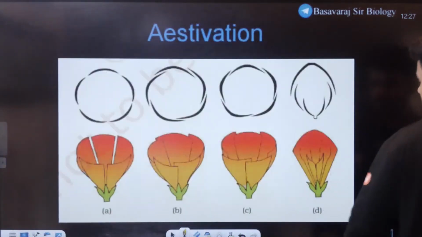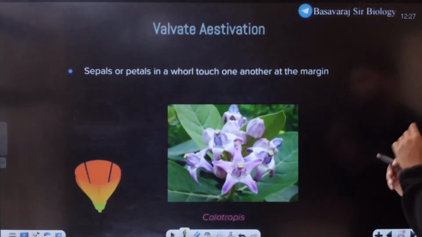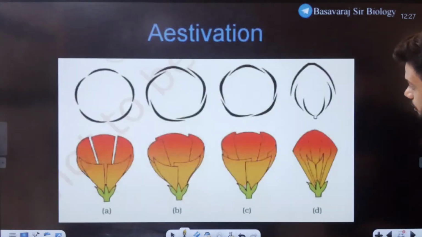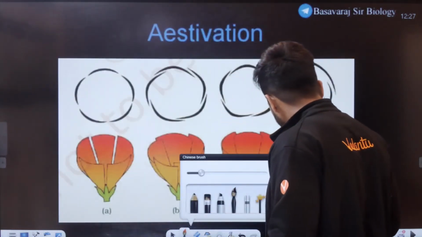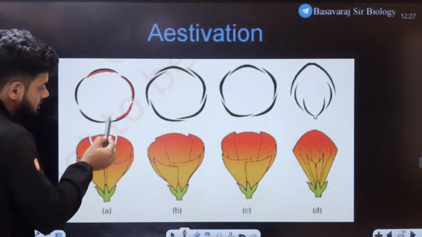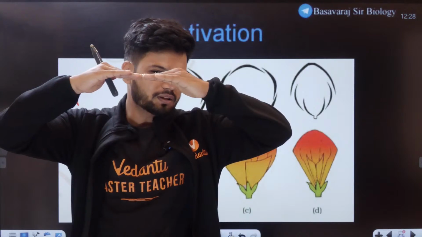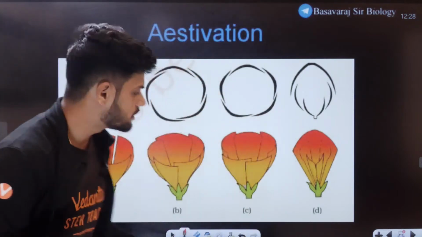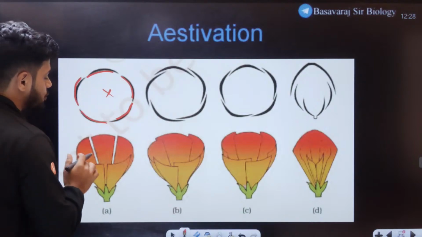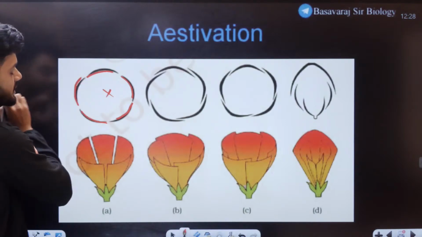Now see this, all of you. There are 4 different types of estivation in your syllabus. Valvate, twisted, imbricate, and vexillary. Now what is the difference between each one of them? Look at valvate estivation, students. In valvate estivation, everything is just touching one another at the margins. Is there any overlap here? No overlap whatsoever in the case of valvate estivation.